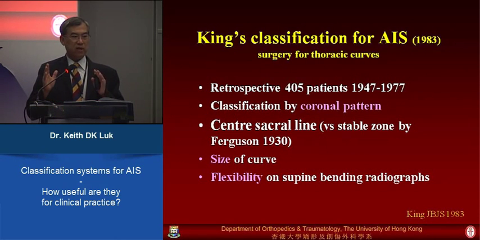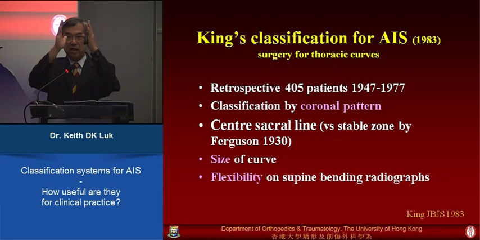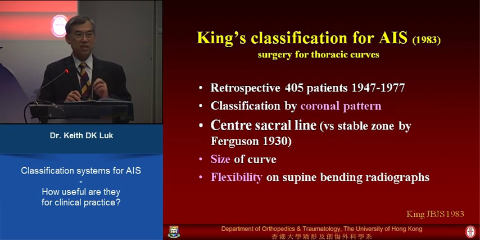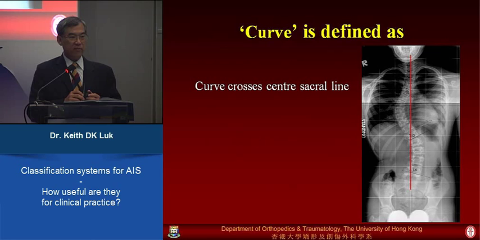And later on, it was modified by Ferguson, with the stable zone concept, where you erect two vertical lines on the S1, the L5-S1 facet joints. So the zone in between is called the stable zone. And in this classification, it determines whether the curve is a true curve or a compensatory curve, depending also on the flexibility of the curve on the supine radiograph.